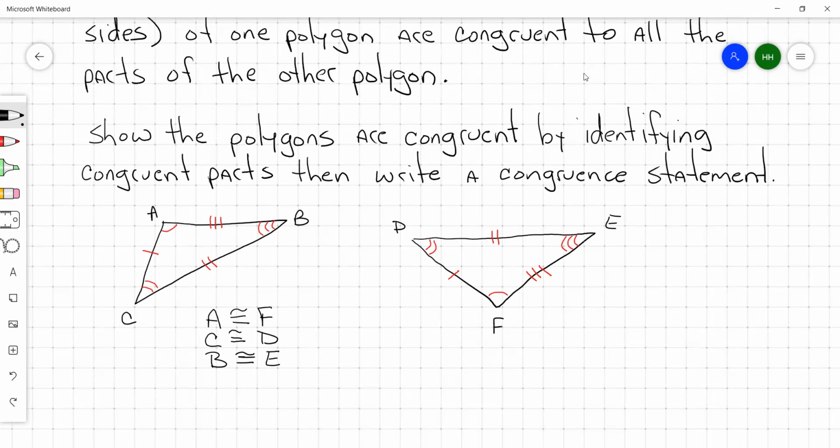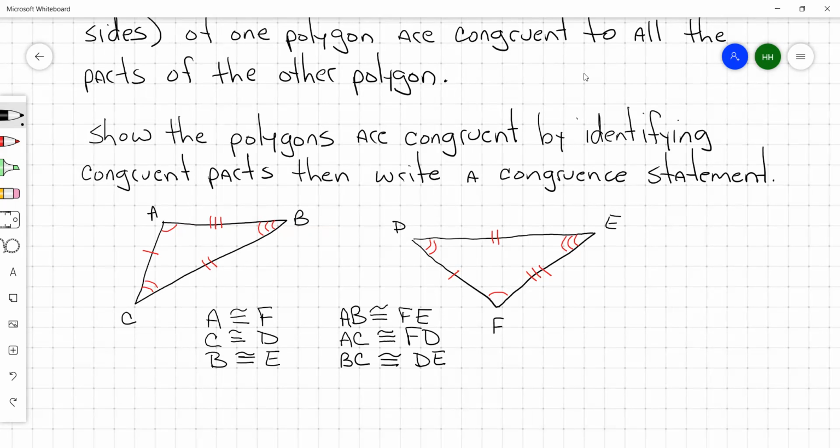And then what you do is the same thing with the sides. We have side AB, and it's congruent to side FE. And AC is congruent to FD. And the last side is BC, and BC is congruent to DE. All right, so you have all the sides and angles of one triangle congruent to all the sides and angles of another triangle. That means the two shapes are congruent.